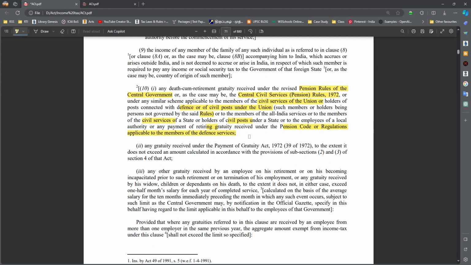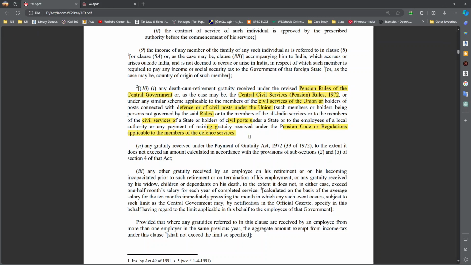This all states two things. What is civil service and the military defense persons who have received retirement benefits, and at the same time death cum retirement benefit. If these two have been received, it is totally exempted under section 10 subsection 1.